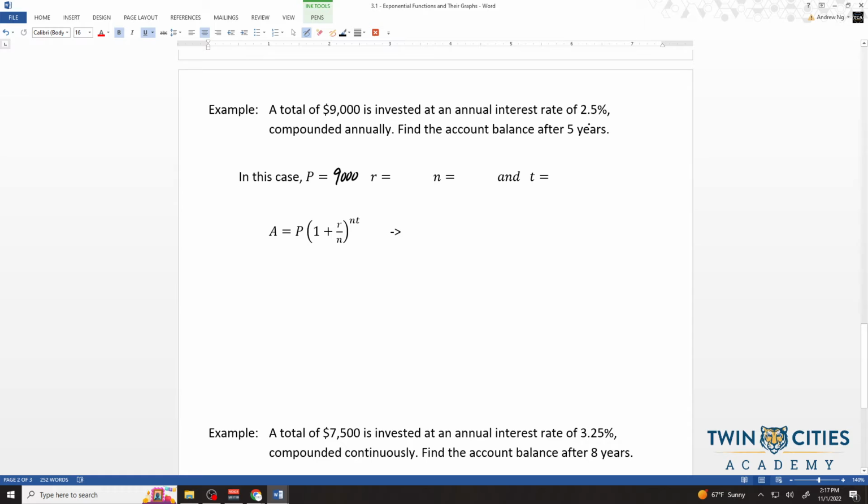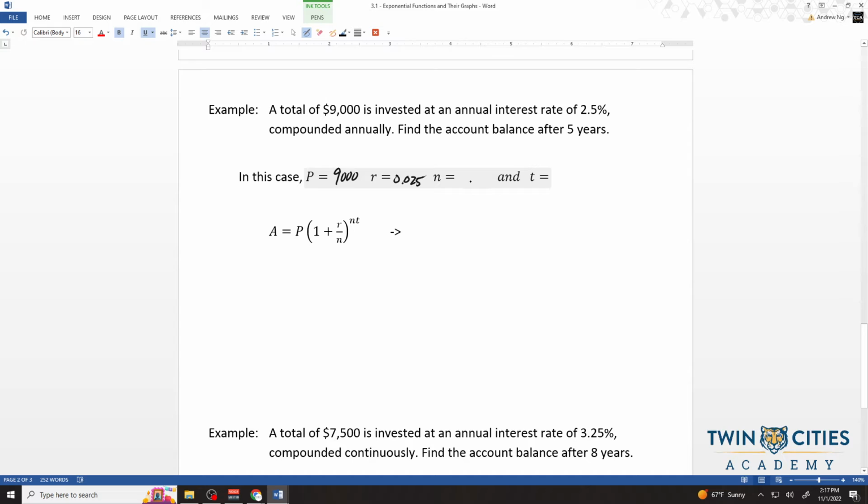R is the interest rate as a decimal. You can do this by doing 2.5 divided by 100 because this is 2.5%. Percent is out of 100. So 2.5 divided by 100 is 0.025. Another way of thinking of this is just moving the decimal point to the left 2 digits. So instead of 2.5, moving it over 2 spots, that's 0.025.